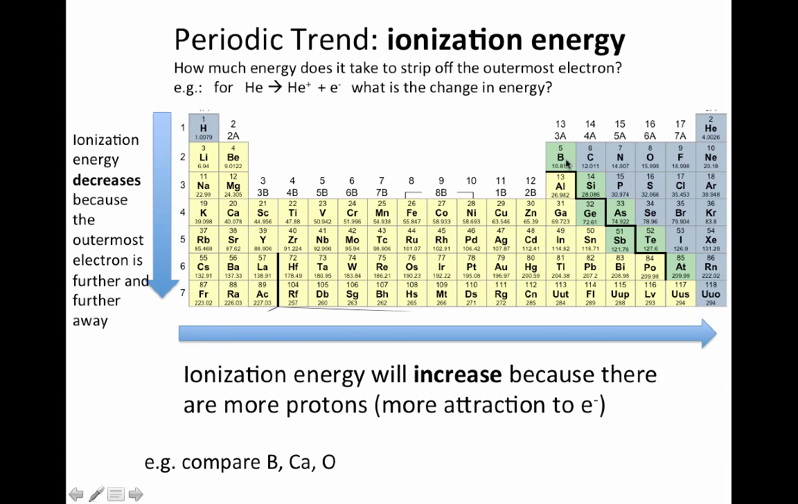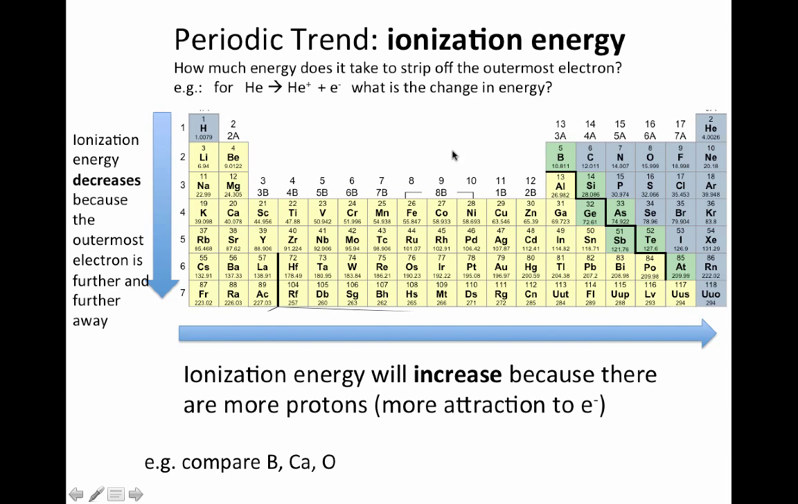So let's look at an example. Let's compare boron, calcium, oxygen. Well, let's see. Oxygen and boron are on the top, but oxygen's to the right. So that's going to have more protons. It's going to require more energy than boron.